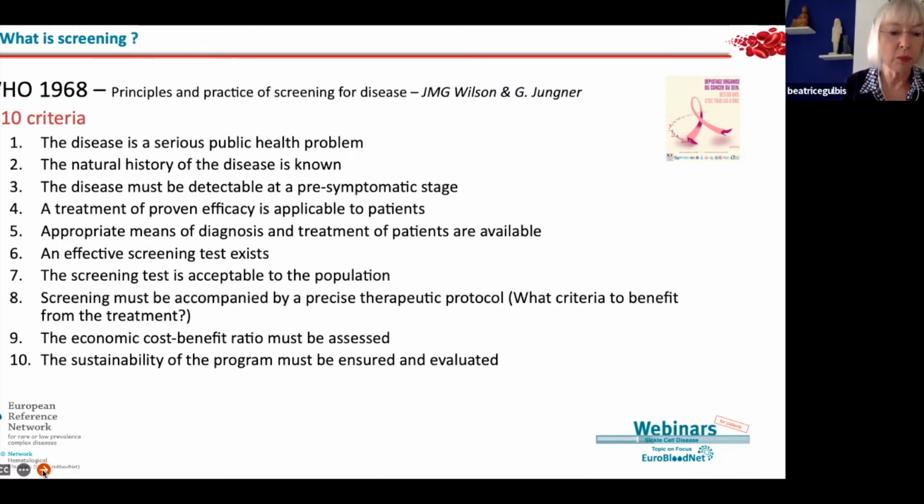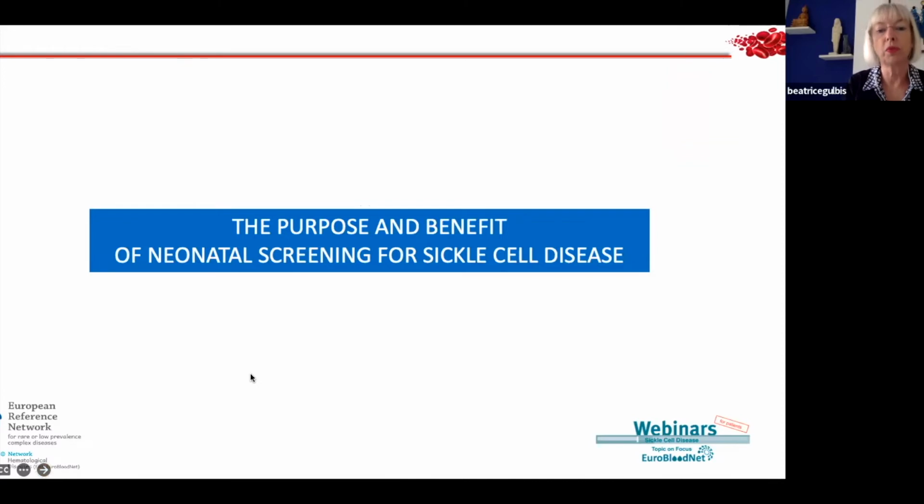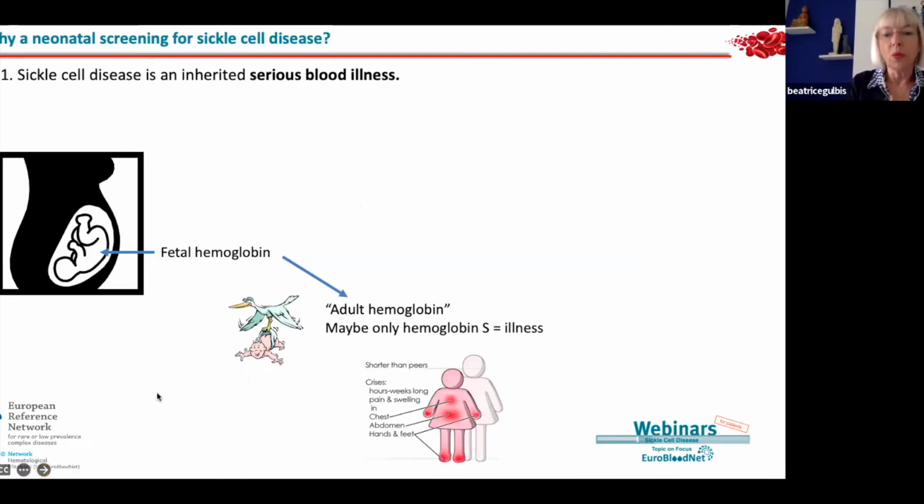So is this applicable to sickle cell disease? What is the purpose and the benefit of neonatal screening for sickle cell disease? That's the second question. We know that sickle cell disease is an inherited serious blood illness. And we know also that during the time that we are in the belly of our mother, we produce something called fetal hemoglobin. And at the time of birth, a little before, we will produce another hemoglobin, which is most often adult hemoglobin, but might be only hemoglobin S, which is the illness.